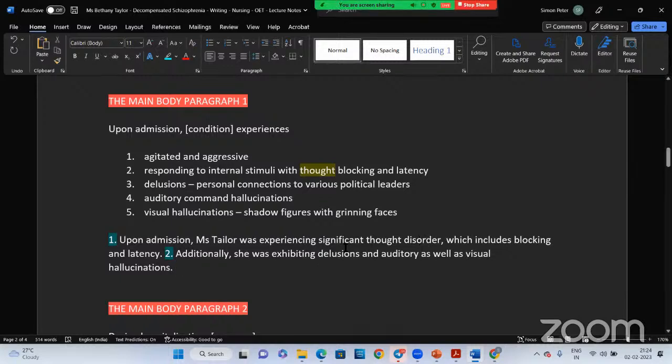So we'll make this the hero of the sentence. We'll make delusions and auditory the hero of this particular sentence. She is not the hero here. Miss Taylor is not the hero. The hero is always the hero.